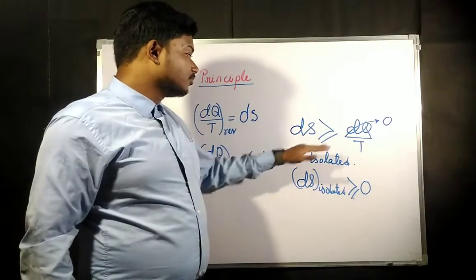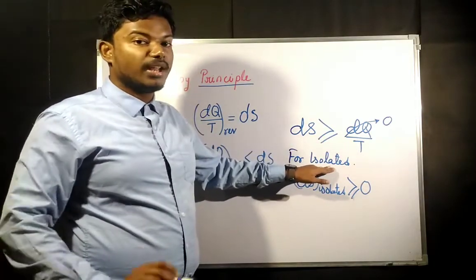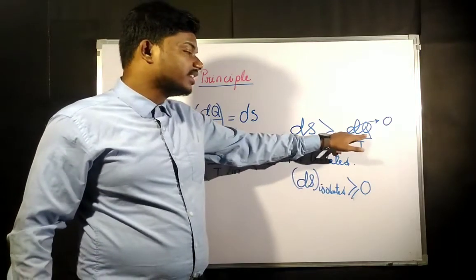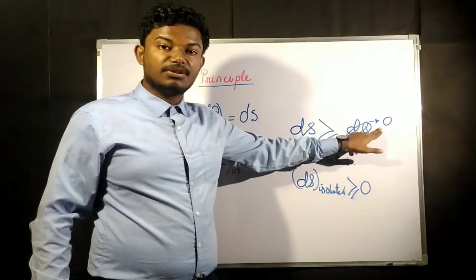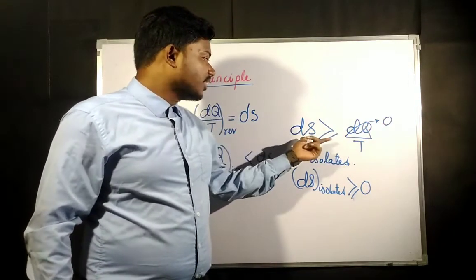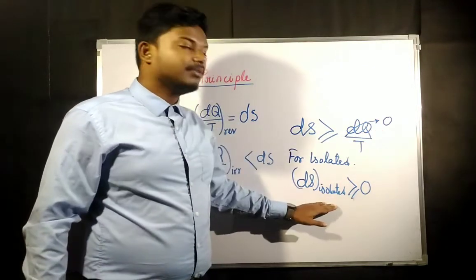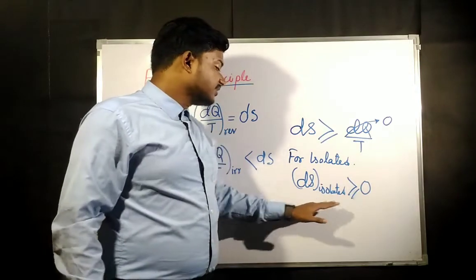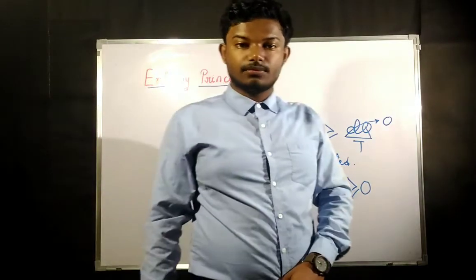Because the change in entropy formula is this. Since we have considered an isolated system, no energy transfer will take place, that means no heat transfer can take place. That's why this term is going to be 0. If this term is 0, then for an isolated system dS is greater than or equal to 0. So the same thing we have written here: dS isolated is always greater than or equal to 0.